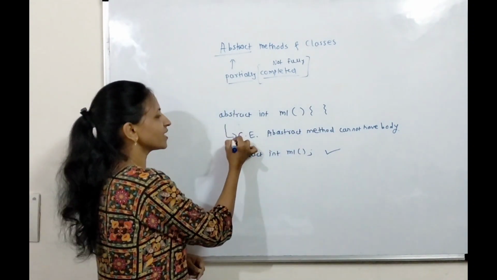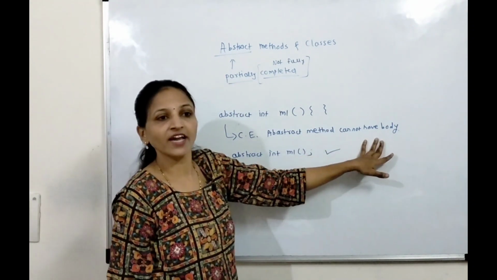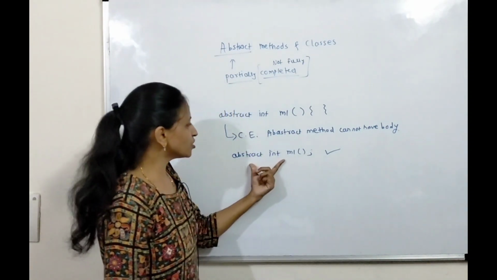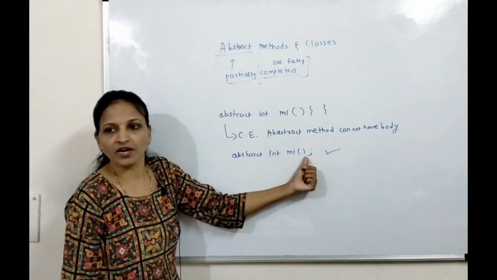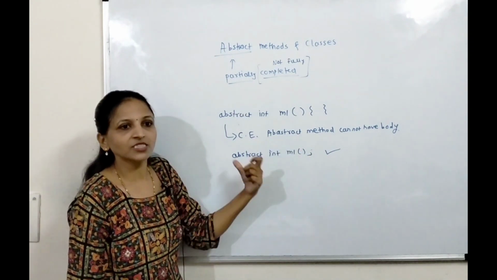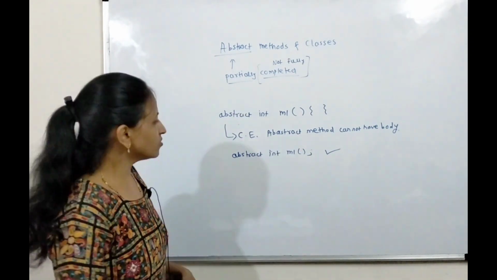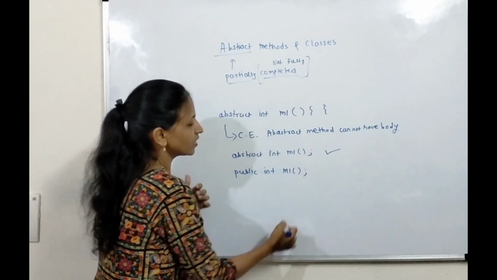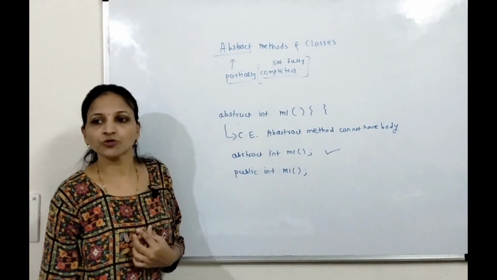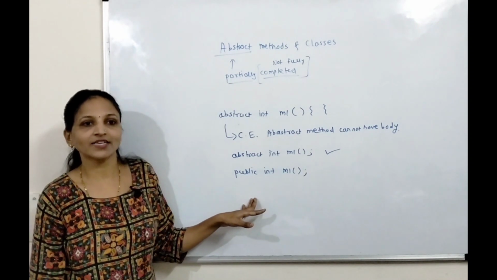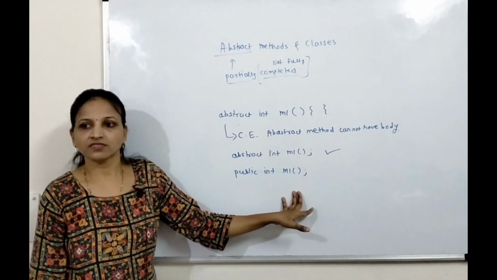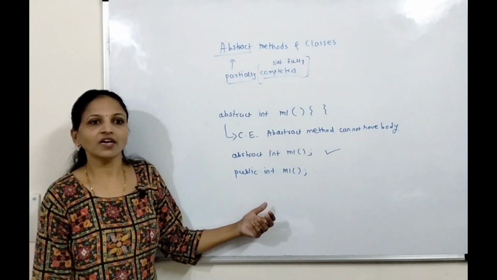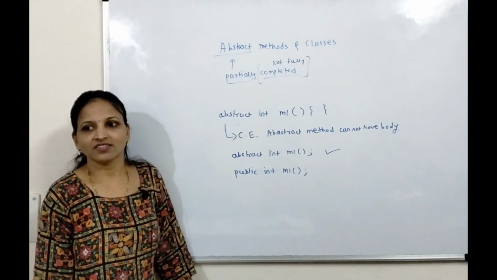Here you will get compile time error like abstract method cannot have body. This type of compilation error you will get. But suppose you have written like abstract int m1 and semicolon, then it is perfectly valid. Now suppose you have written like this, public int m1. Now tell me, in this way suppose you are writing in your class, then the m1 method returns an integer value, and nothing is written inside it, so will there be an error?